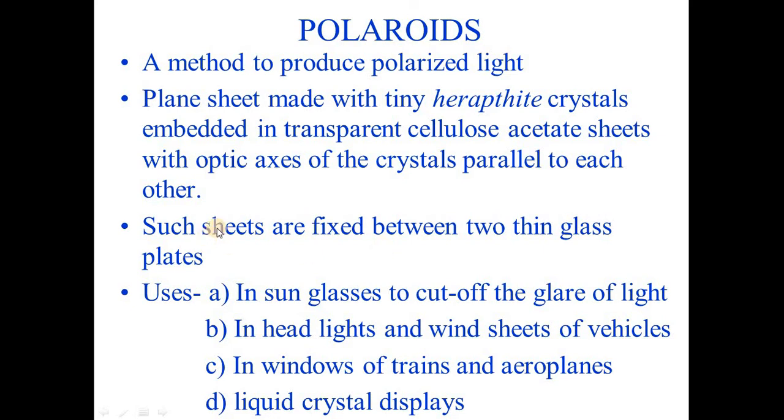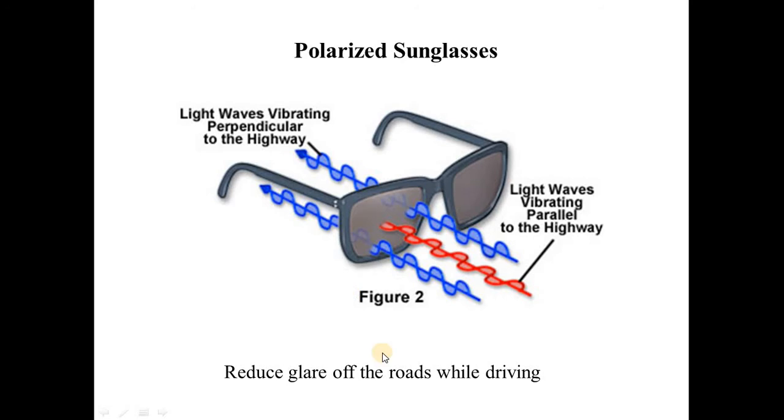And these sorts of crystals are fixed between very thin glass plates. And you know the applications of Polaroids. We discussed them in our first class. It is used in sunglasses, in headlights, in the windows of trains and aeroplanes. It is used in LCD displays to protect our eyes. It is used in our laptop screens, in Android phone screens and all. Okay, this is what is happening there.